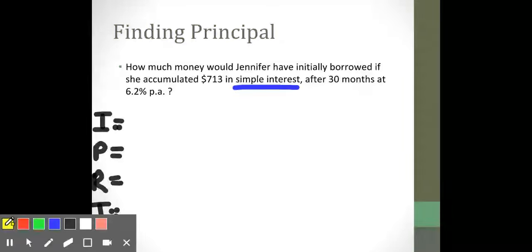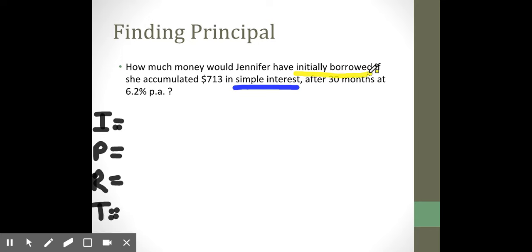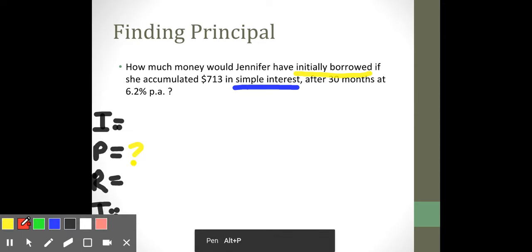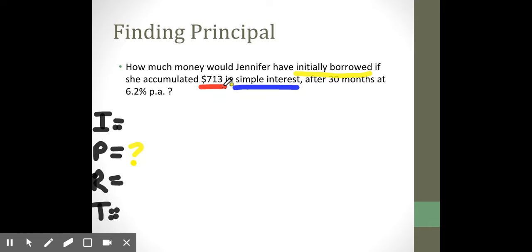All right, so let's reread the question, finding the important pieces of information. So, how much money would Jennifer have initially borrowed? Initially borrowed is another way of saying the original amount, which is principal. So that's actually our question. That's the bit we don't know. If she accumulated $713 in simple interest, well, that must sit here under I.